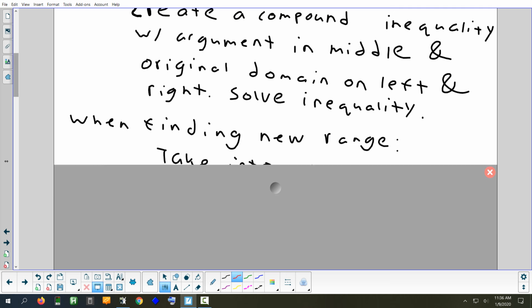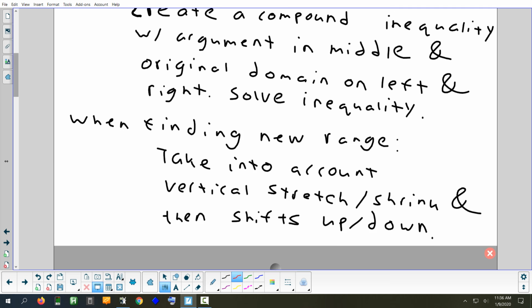Okay, to find the range, what we're going to do is take into account any vertical transformations in that order. Stretch first, and then shifts. So, for example, let's say I had a range from 2 to 3. Let's say I stretch that range by a factor of 2. What would you get if you take that range and stretch it by a factor of 2? It wouldn't be from 2 to 3 anymore. It would be from what?